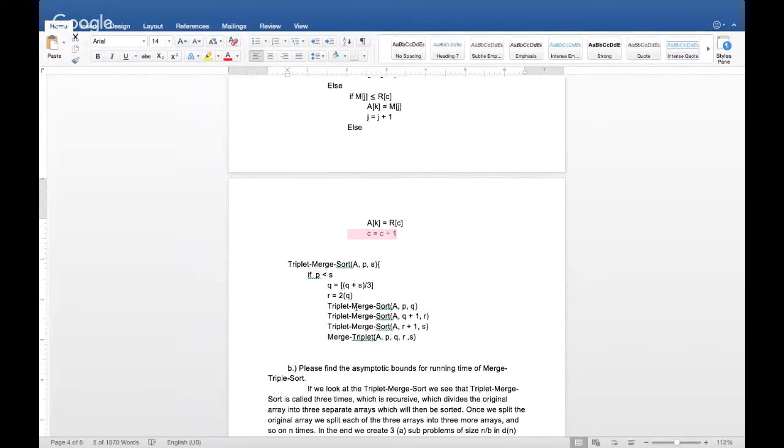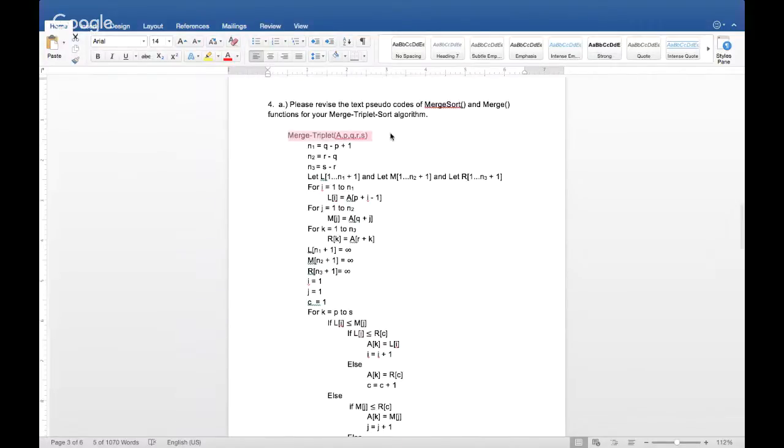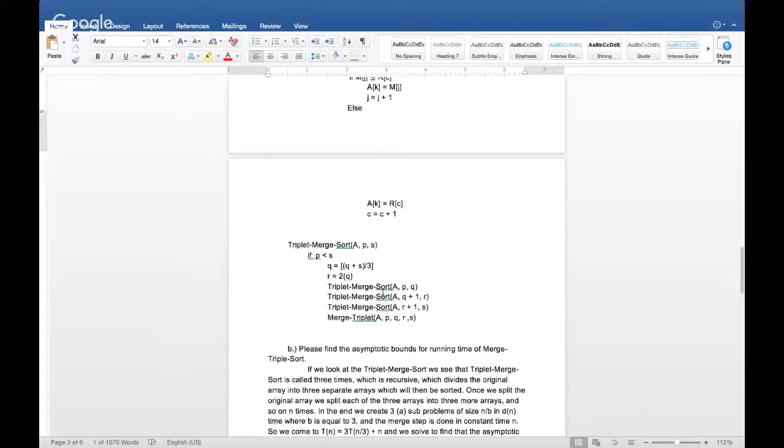Now the second part is the merge sort algorithm. So this is what calls this. So here we have A, P, and S. P is the beginning, S is the end. Sorry about that. So here we check to see if the array is empty. If it is not empty, we move forward.